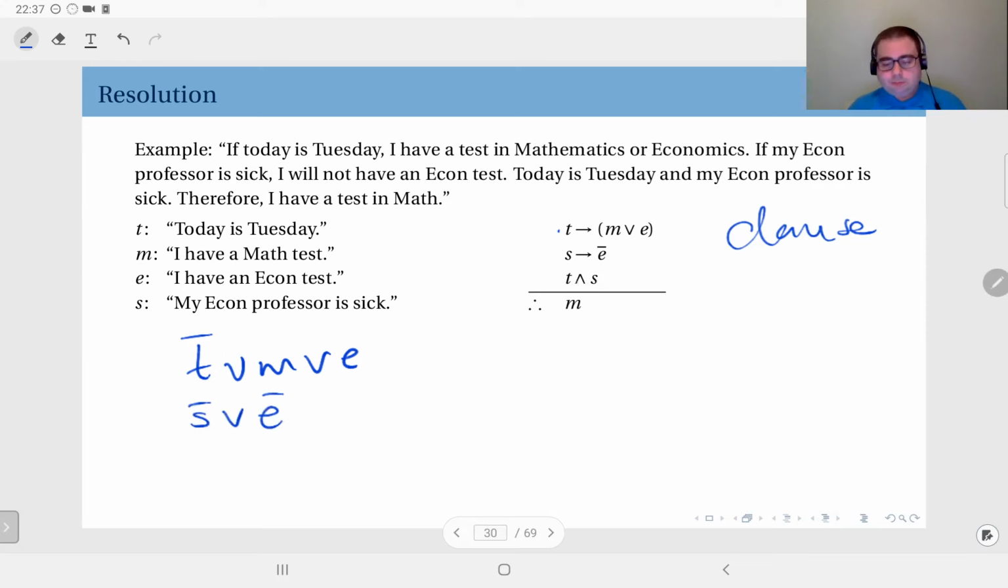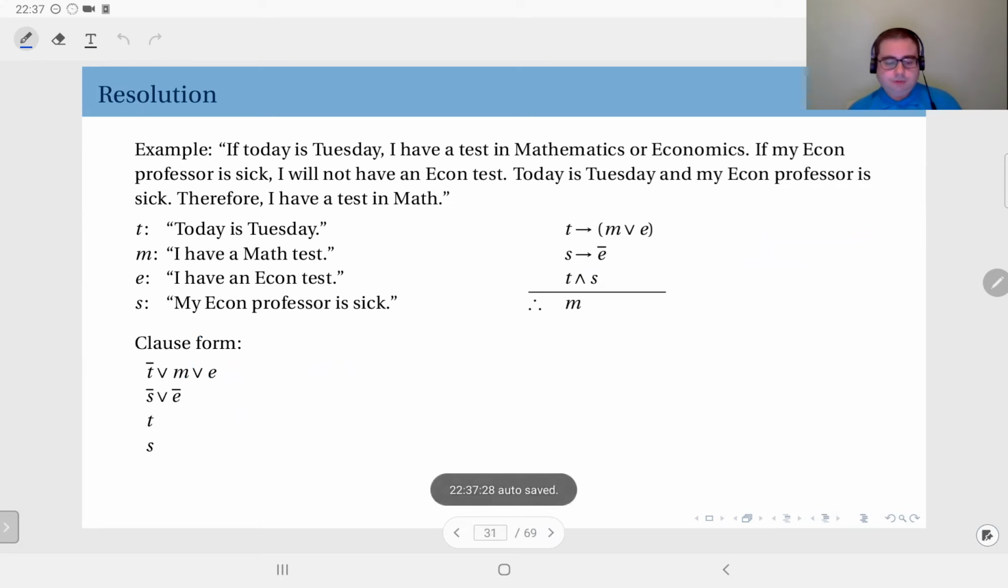Now the third one, here you have an and, okay? In a closed form, I don't want to see any ands. Remember, all premises are anded already. So if you see an and, break it into multiple premises. So write this as T and S as separate clauses, okay? So this is what you have in clause form, right?